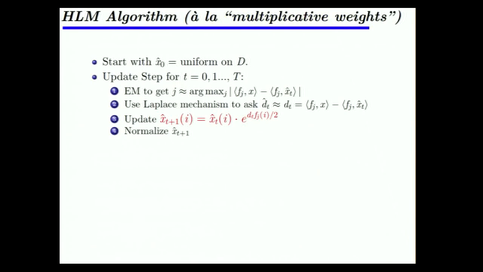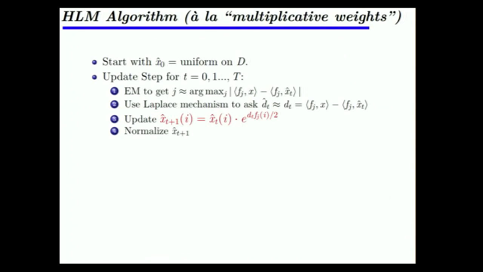So the basic idea for the algorithm is at each step, I'm going to use the exponential mechanism to try and find the query that's causing my current maximum error. And I'm going to use the Laplace mechanism to ask, which direction is the error going in? Am I too big or too small right now? And then I'll do some wacky-looking update based on this, which isn't all that wacky.